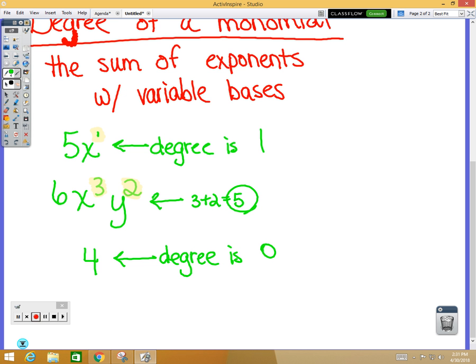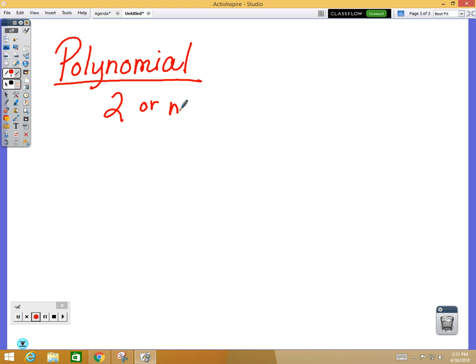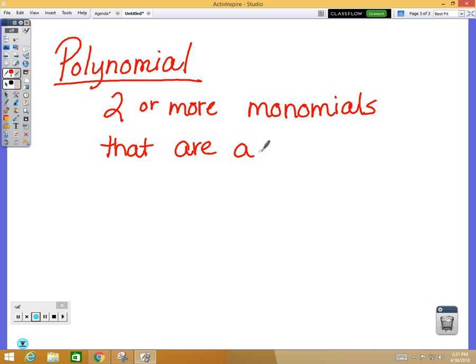All right, so now we're going to actually start talking about polynomials. Polynomials. Any guesses, now that you know what a monomial is, what a polynomial is going to be? Multiple what? Has multiple monomials, okay? So a polynomial is made up of monomials. So a polynomial is 2 or more monomials that are added together.